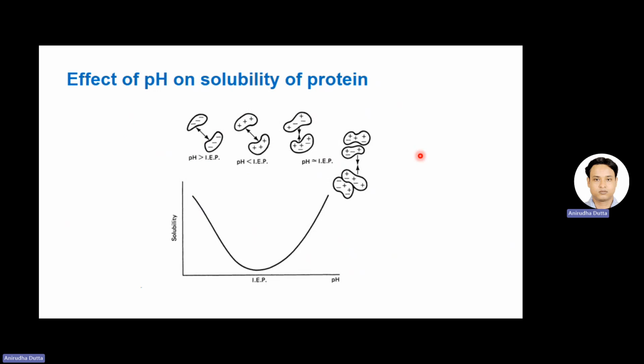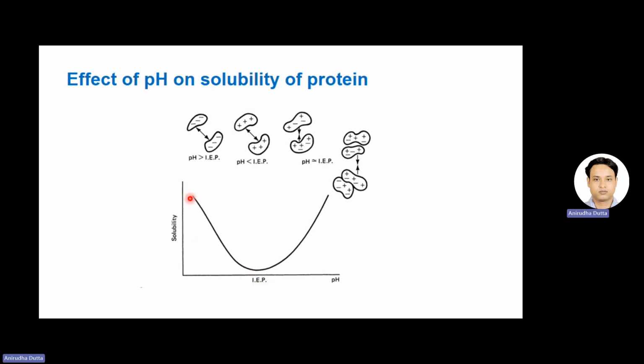So we understood the effect of salt on the solubility of the protein. Now we want to discuss the effect of pH on the solubility of a protein. As we all know, each and every amino acid has an isoelectric point, that is the pH where the net charge of the amino acid would be 0. Similarly, proteins are made up of amino acids, so definitely a protein would have an isoelectric point. The solubility of a protein, as you can see from this graph, is lowest at its isoelectric point.